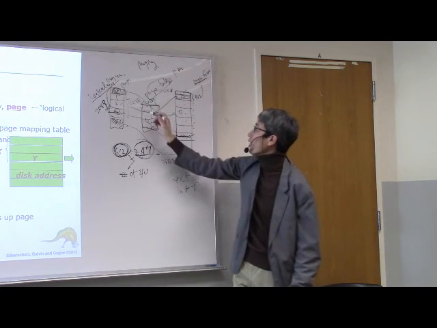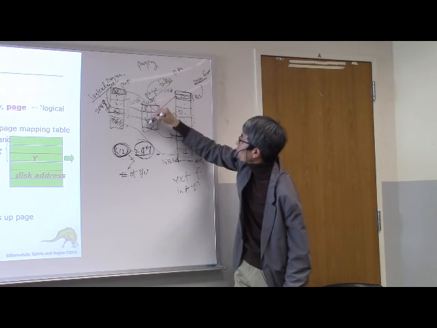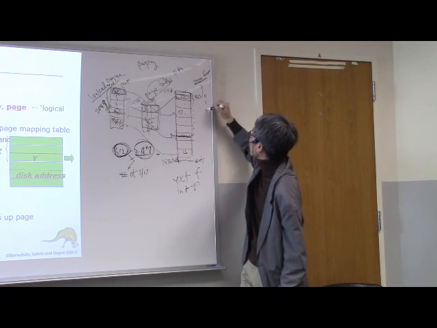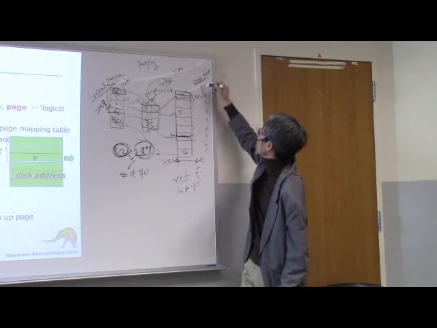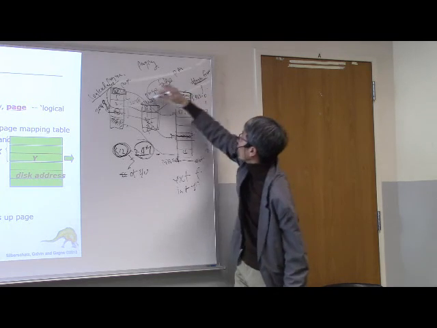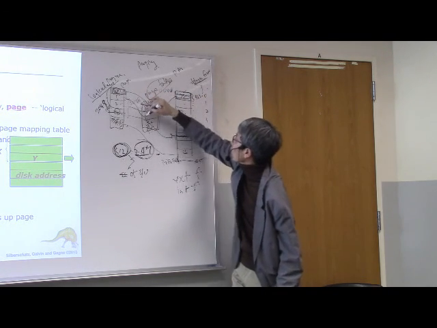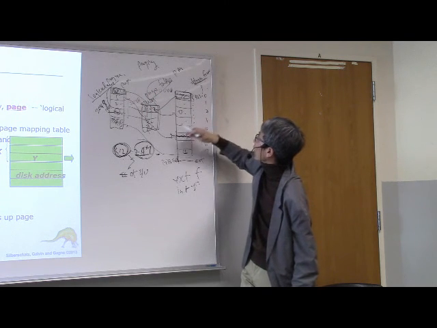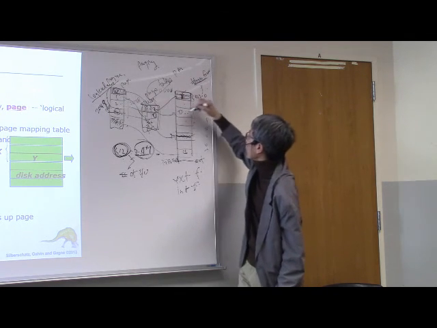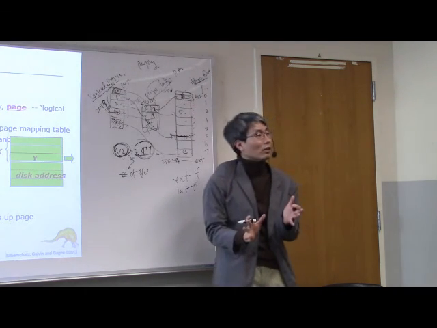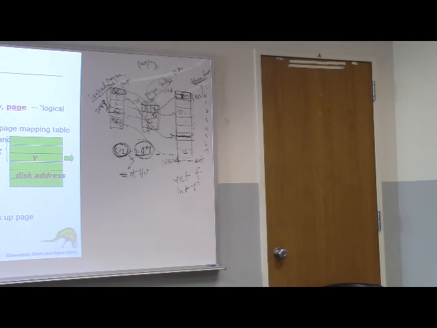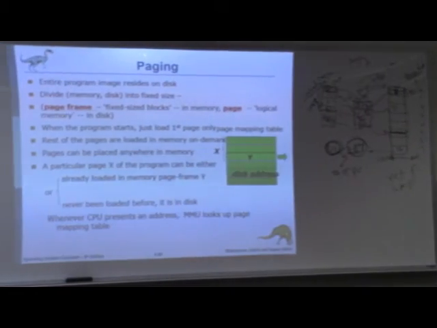So the page table has entries 0, 1, 2, 3, 4, and the page frames 0, 1, 2, 3, 4, 5, 6, 7. This is the page frame number, and this is the page number. So page 0 is mapped to frame number 2, page 1 is mapped to frame 0, and so on. So we need to manage such a page table. This is the paging approach to manage the main memory.